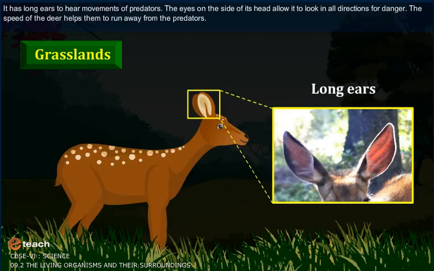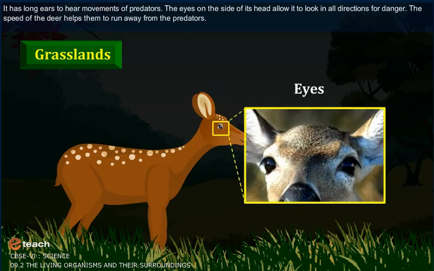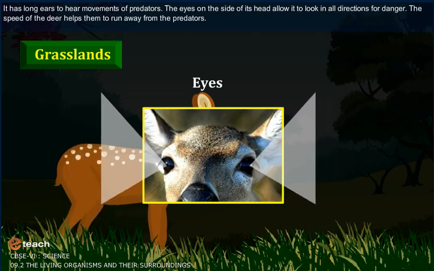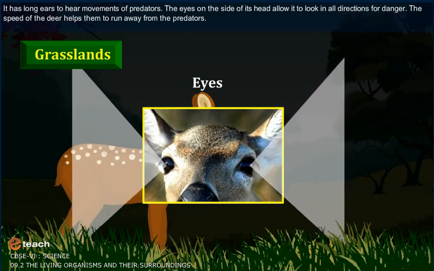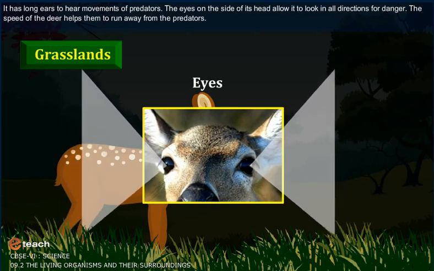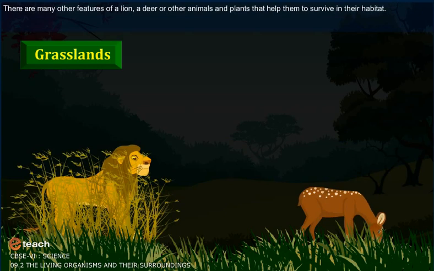It has long ears to hear movements of predators. The eyes on the side of its head allow it to look in all directions for danger. The speed of the deer helps them to run away from the predators. There are many features of a lion, a deer or other animals and plants that help them to survive in their habitat.